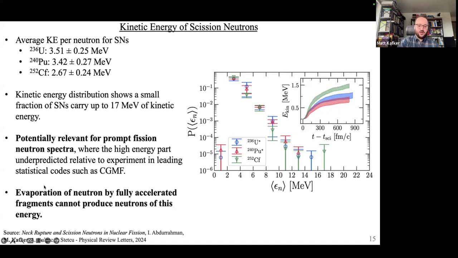And I just want to emphasize as well that the evaporation of neutrons from the fully accelerated fission fragments is very unlikely, basically cannot account for neutrons of very high energy like we're seeing here.